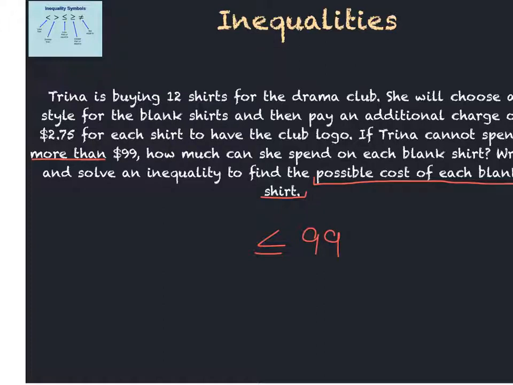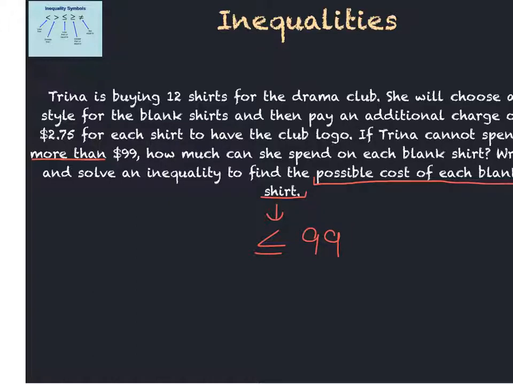If you forgot some of your keywords, just think about it in terms of context. Trina cannot spend more than $99, so she can't spend $100. That should just make intuitive sense that, hey, she can't do that. That's more than $99. So that right there should tell you, hey, your inequality symbol is going to be less than or equal to. Her cost has to be either equal to 99 or smaller than 99.